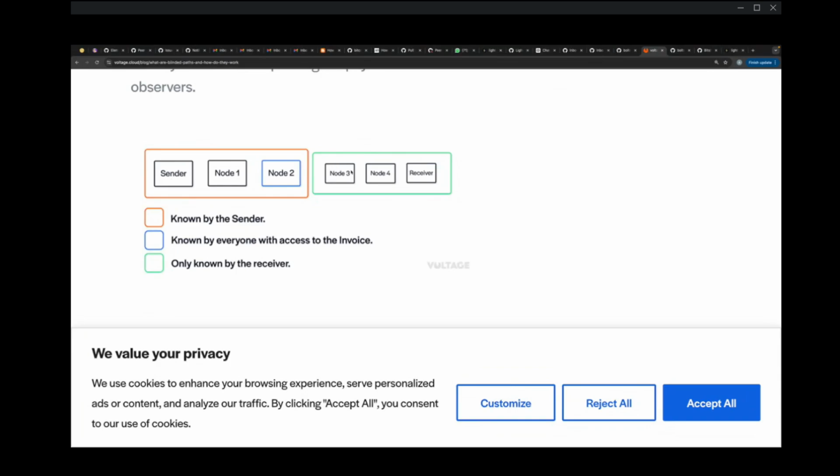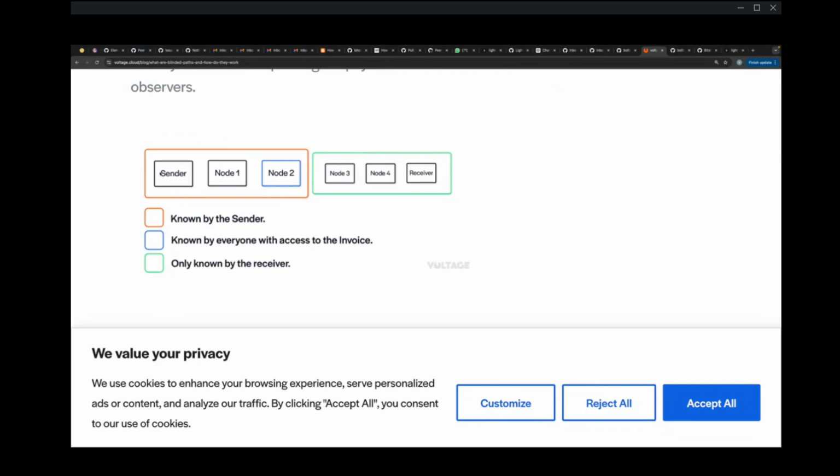The first node in the blinded route is the introduction point. So the sender wouldn't know the node ID of the receiver or of node 4, or even how many nodes there are in the blinded path. There could be 3, 4, 7 or n number of nodes in the blinded path, but the sender couldn't know this.